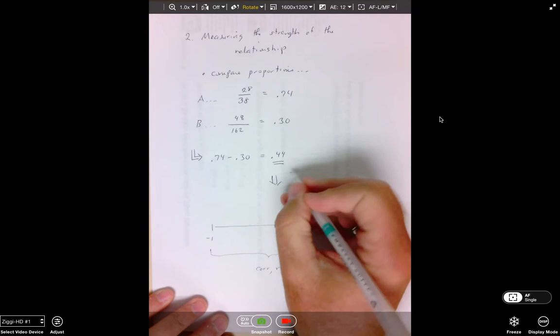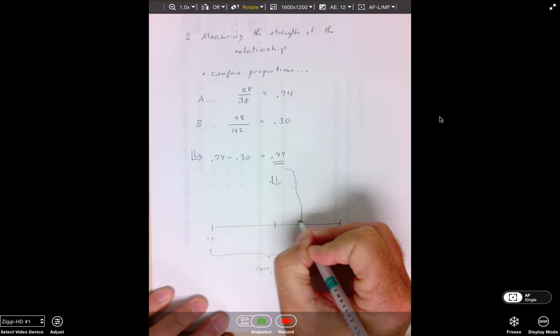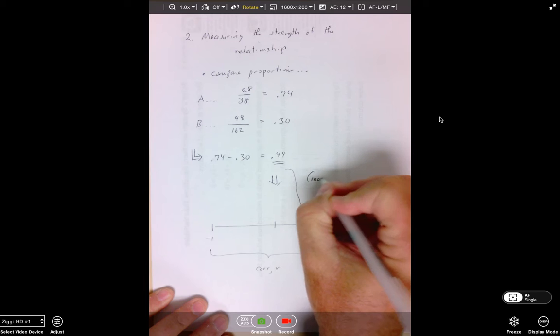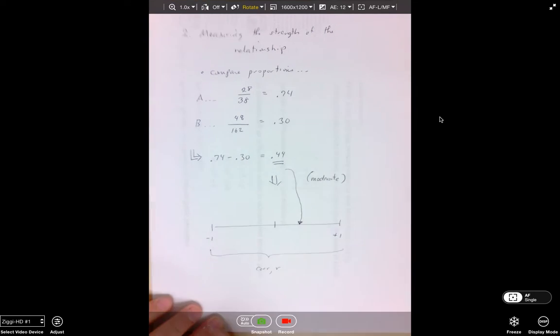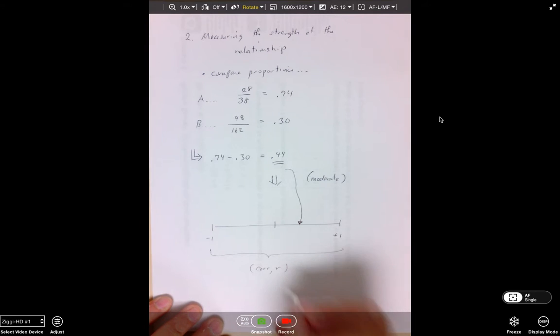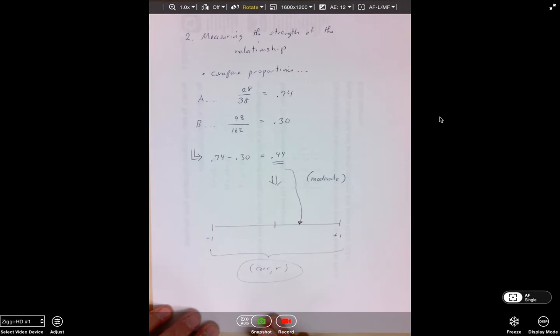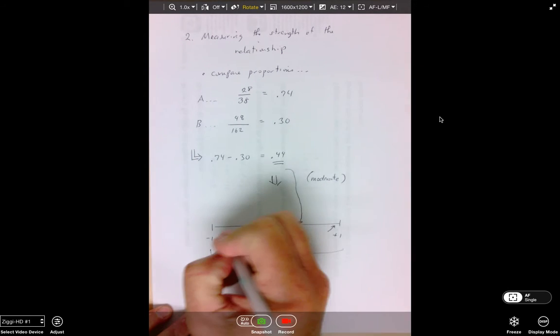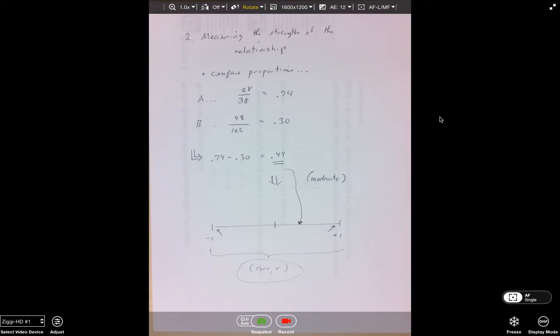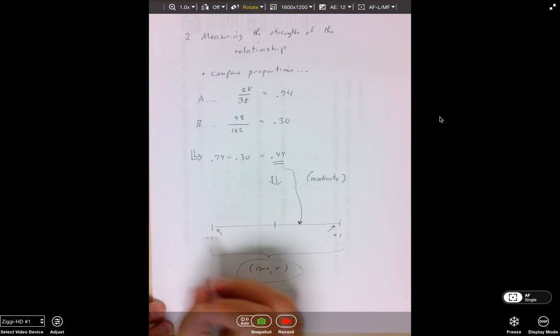So what we can say is this 0.44 falls about right there, telling me that we have a moderate association between the difference of relationships between Professor A and Professor B, depending on what we already know about correlation coefficients. Remember, as R's get closer and closer to +1 and -1, it indicates a stronger relationship, just a positive relationship versus a negative relationship. All right? Guys, we're getting ready to get to the good stuff, okay?